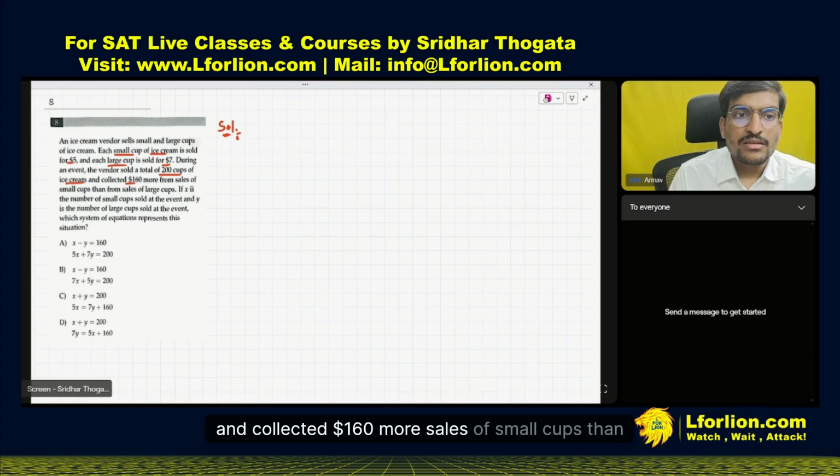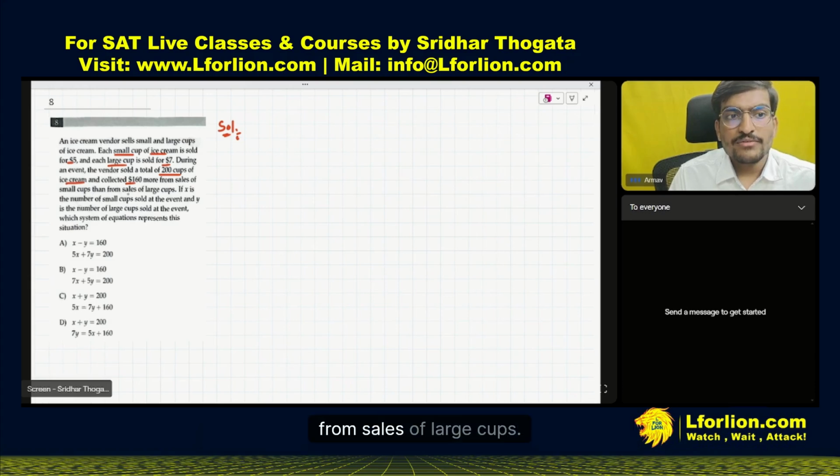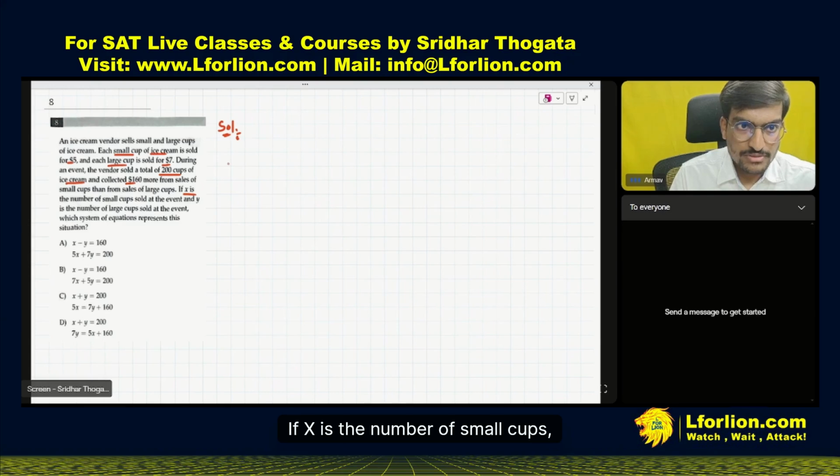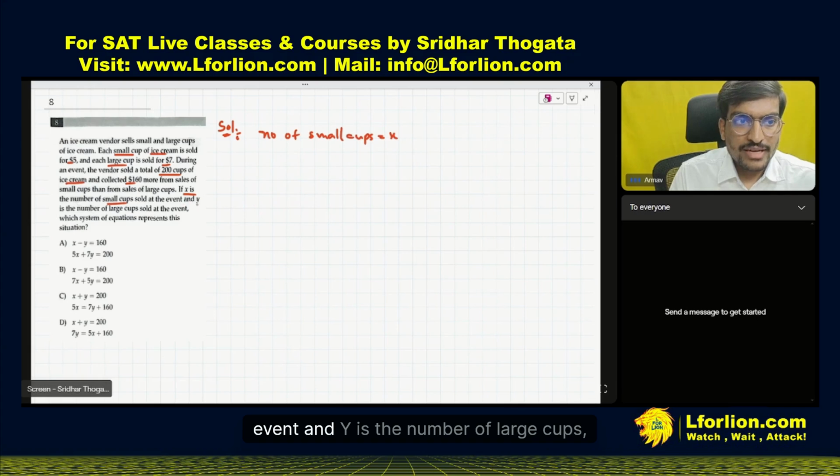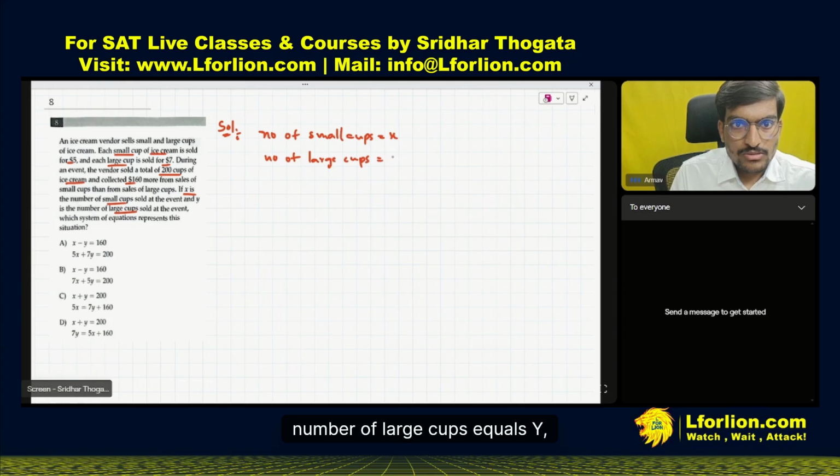More from sales of small cups than from sales of large cups. If X is the number of small cups sold at an event, and Y is the number of large cups, which system of equations represents this situation? And I'm going to write some more info.